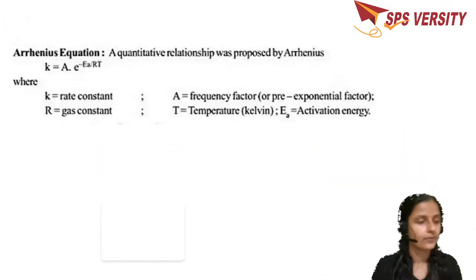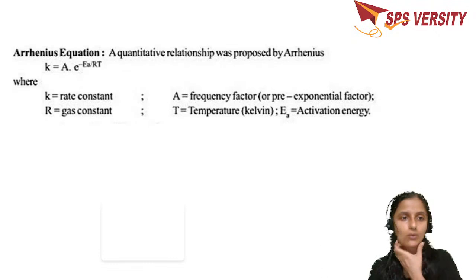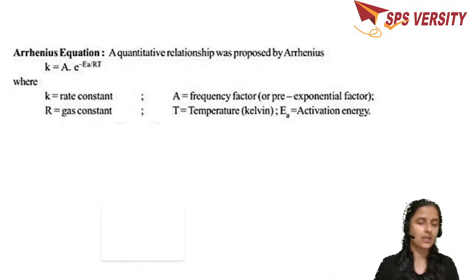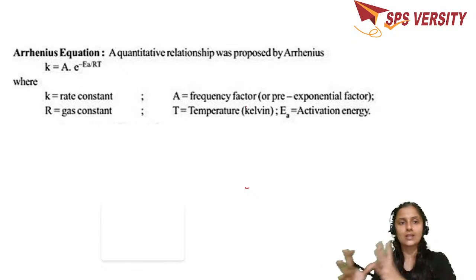Okay? So we have something related to the activation energy, which is the Arrhenius equation. According to Arrhenius, k is equal to A into e to the power minus Ea by RT, where k is the rate constant. A is called the frequency factor or pre-exponential factor, or it is also called the Arrhenius factor. Ea is the activation energy. R is the gas constant. T is the temperature. And this term, e to the power minus Ea by RT, is called the Boltzmann factor.